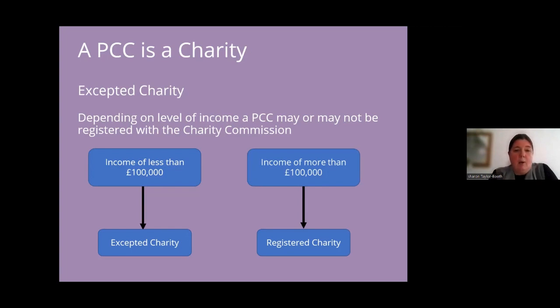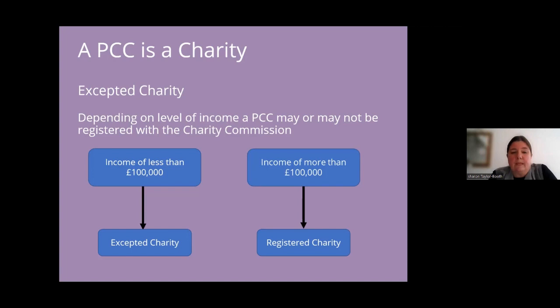Okay, but I've just talked about being an accepted charity, but there is a point that every parish PCC will register as a charity and receive its own charity number. And that is relating to the levels of income of the PCC, right? If you've got income of less than £100,000, you can stay as an accepted charity. If you've got income over £100,000, you must register with the Charity Commission.